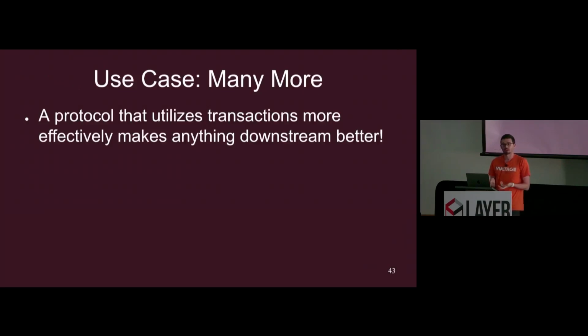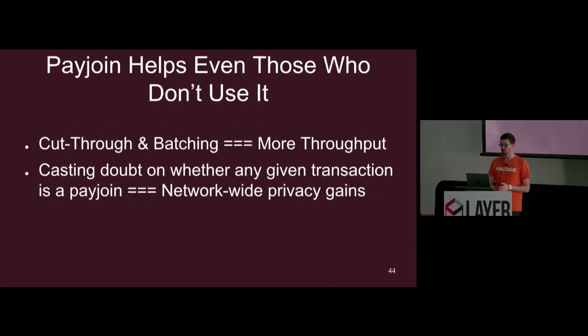And then I just want to point out that there's a lot more use cases here. These are just 2 that we thought of, but really, at a high level, a protocol that utilizes transactions more effectively makes anything downstream of that better, right? Lightning, eCash, whatever. And Payjoin helps people even if you aren't Payjoining. This is one key way that it's distinct from Coinjoin.